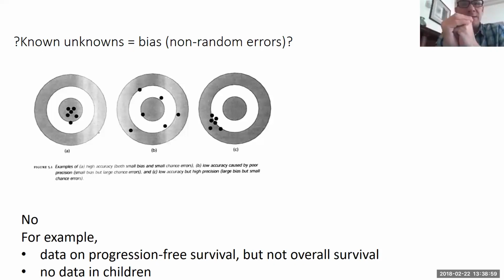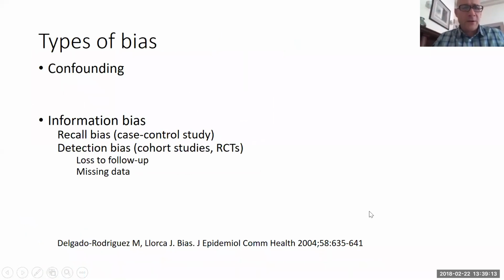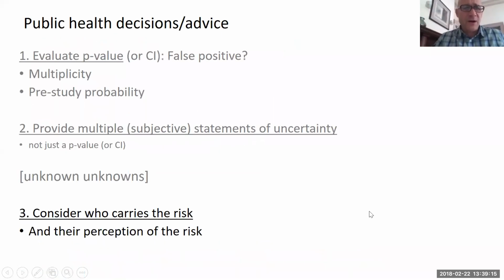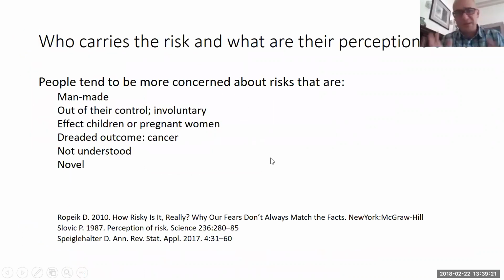So the second step, which is to consider the known unknowns or make subjective statements of uncertainty, is more than bias, although it includes bias. I'm going to skip over that slide in the interest of time. And then the third step is to consider who carries the risk. There is a huge literature in psychology about people's emotional reaction to risk. People tend to be much more concerned about risks that are, for example, man-made or out of their control, affect children, have some dreaded outcome like cancer, or are not understood.